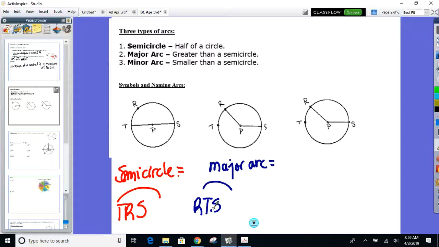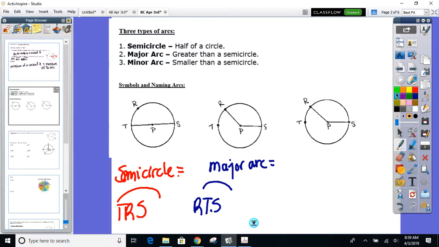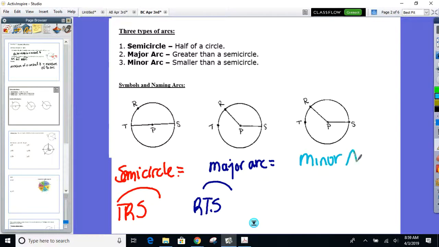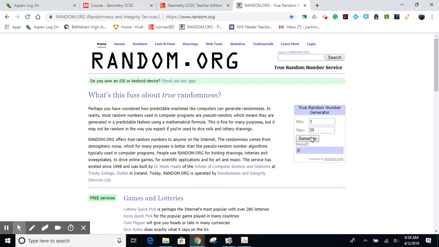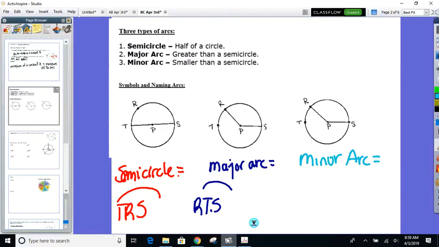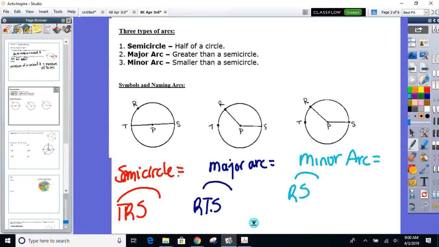Something smaller than a semicircle, minor arc. Minor arc, and that's what I'm going to ask somebody for right here, right now. A minor arc. Minor arc, RS, fine with me. We could have gotten multiple ones there. What else would be considered a minor arc? RT, yep. Okay, something smaller than a semicircle. All good there. Different types, because you're going to name them on the assignment tonight if you try it.